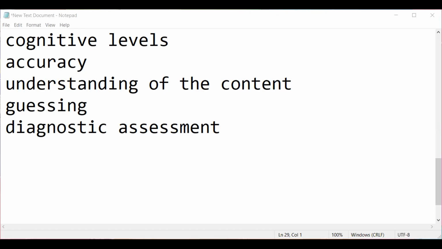Now moving to levels of questions. I think Bloom's taxonomy, if you observe Bloom's taxonomy, right? Level 1, level 2, level 3, level 4, level 5, level 6. So lower order skills, higher order skills. Learning levels. These are the learning levels. In the Bloom's taxonomy, we assess the student.